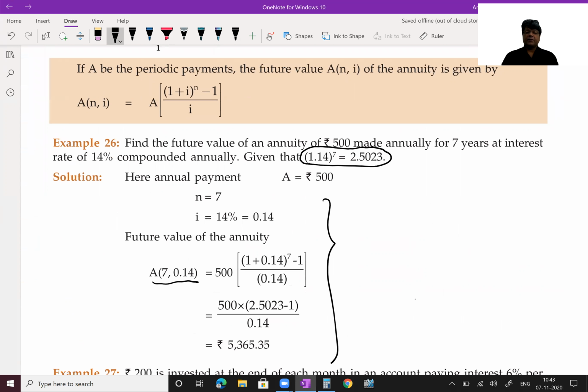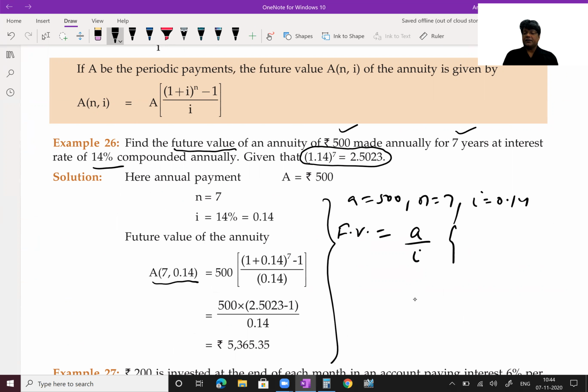For example, see, find the future value of an annuity of 500 made annually for 7 years. Annuity of 500, your A value is 500. For 7 years, your N is equal to 7. Interest rate of 14% compounded annually, your I is equal to 0.14. And now the question has asked which value? Future value. Simply apply the future value formula.